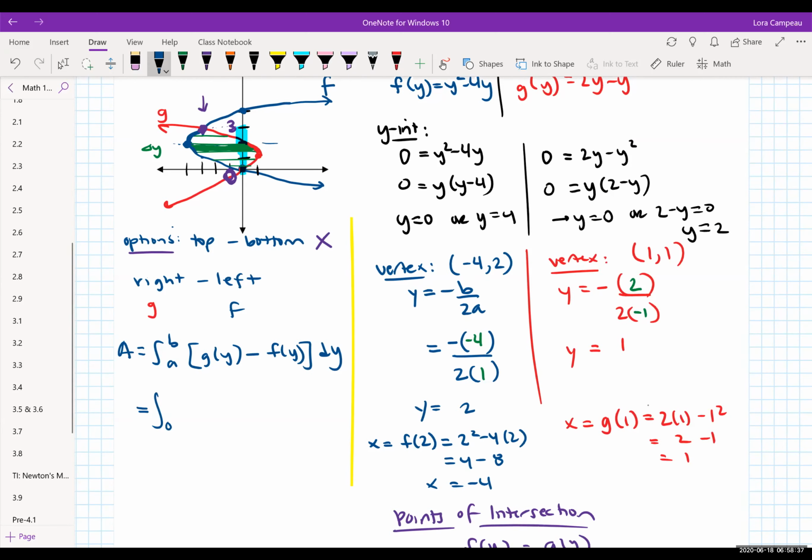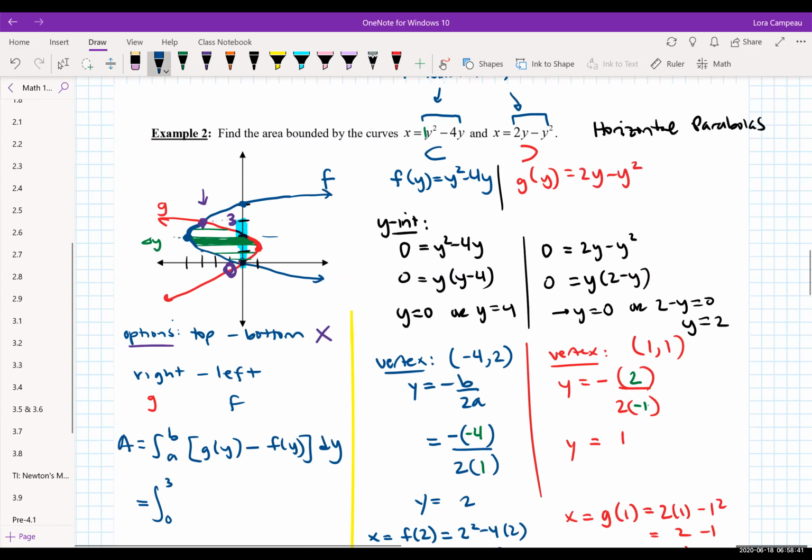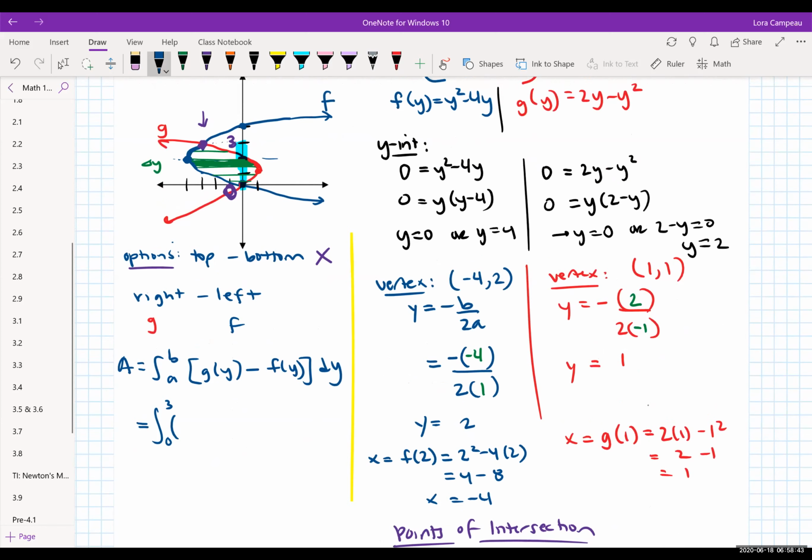So we should have from y equals 0 to y equals 3. And then understanding who's g of y, that's 2y. Let's draw brackets. 2y minus y squared. And then we're going to subtract off f of y, and that's y squared minus 4y with respect to y.